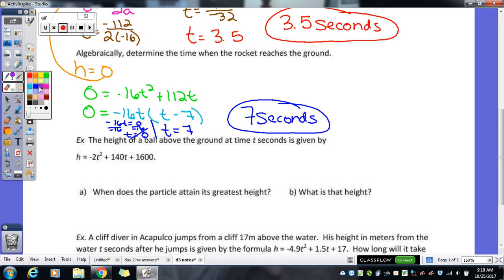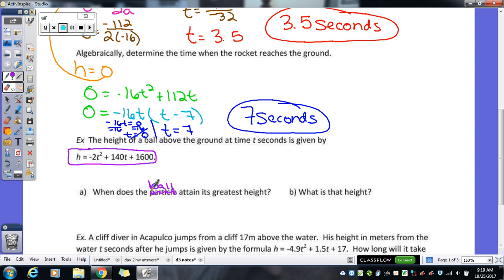Alright, let's try our next one. The height of a ball above the ground at time t seconds is given by here. So here's our equation. When does the particle attain its greatest height? Well, that's a typo. When does the ball attain its greatest height, and then what is that height?